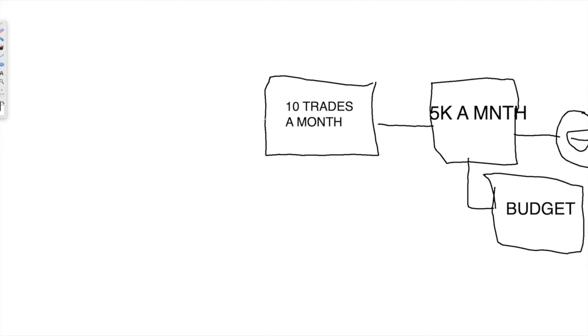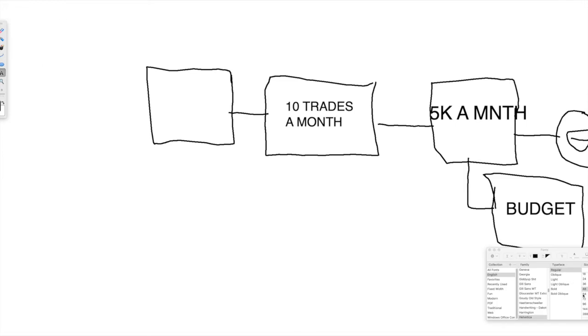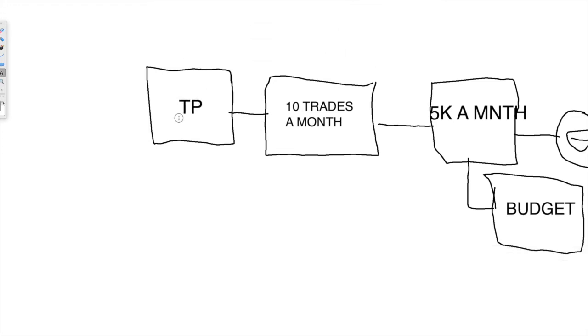So then what is the next step going to be? We're going to need a trading plan, because we're going to want to understand how to trade. Same thing, put that in here. So that's going to be the next step, which is a trading plan. Let's go ahead and make that, we'll just put that as TP. So we know we're going to need a trading plan.